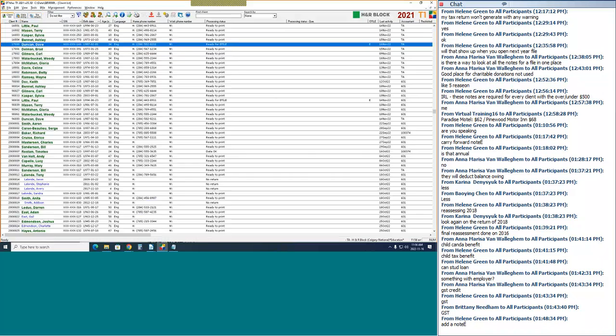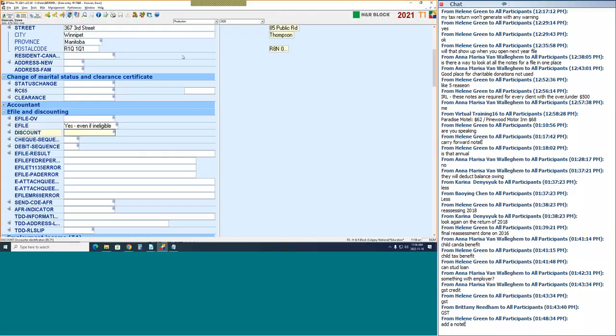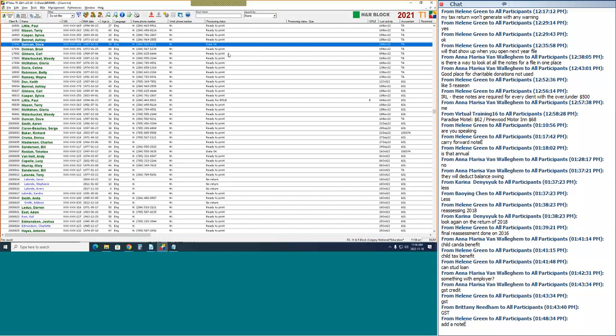Once it's e-filed, it's going to change the status here. So if it's ready to e-file and you haven't done it yet, it's going to say ready for e-file in your status. So if you go to the client list, you can see your status. It'll say ready for e-file. If I've chosen to do a paper return, it's going to say data okay or ready to print. Then when I print it, I have to tell the computer that I've mailed it. So if I've e-filed it, once it's done, the status is going to change from ready for e-file to e-filed.